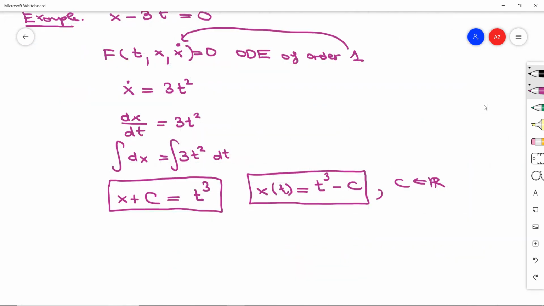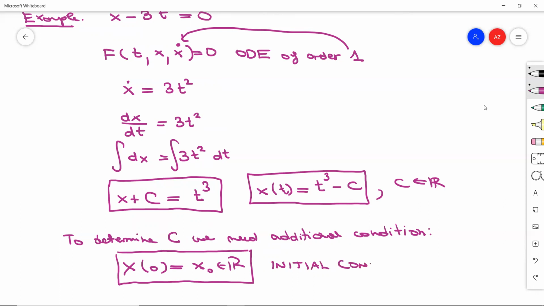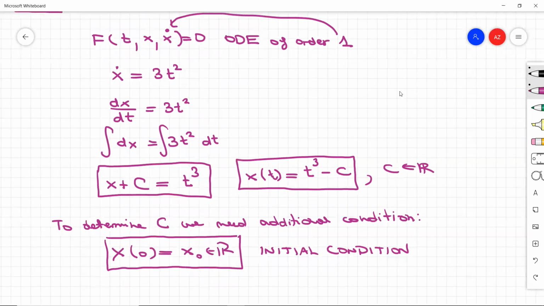To determine c, we need one additional condition. And usually it's called an initial condition. So x at time 0 is x naught, some number. So we need to know the value of x when t is equal to 0. It's called the initial condition.